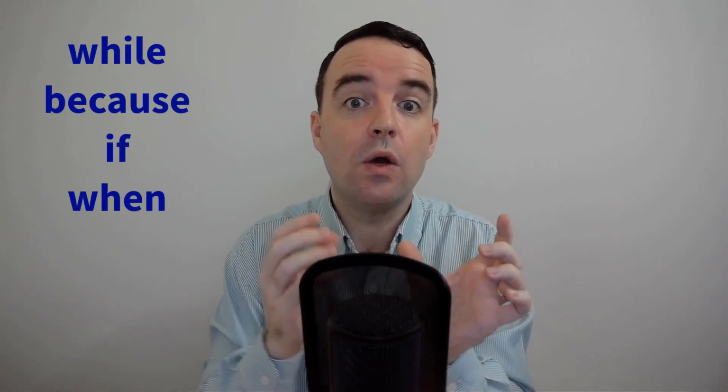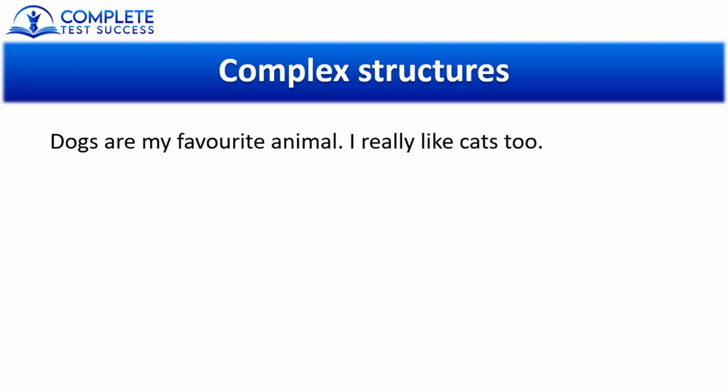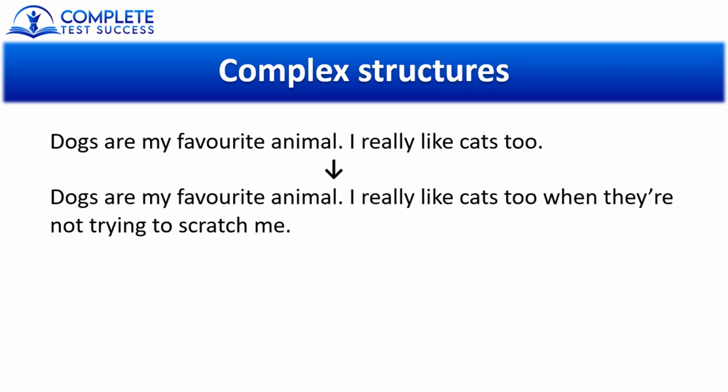Don't confuse the words complex and complicated. In this context, they do not have the same meaning. A complex structure simply means that there is a dependent clause in the sentence. So you take a simple sentence and you just add extra information with words like while, because, if, and when. Again, let's look at some examples. So here we had two simple sentences. Dogs are my favourite animal. I really like cats too. And I can change the second sentence into, I really like cats too when they're not trying to scratch me.